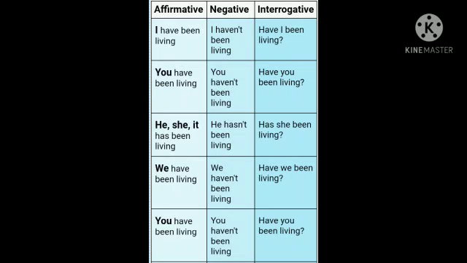Now the last one, you have been living, and the negative of this affirmative sentence will be you haven't been living. So the interrogative will be have you been living. So here students, as I have already told you so many times, there is a contracted form, so this hasn't, haven't, these all are contracted forms.